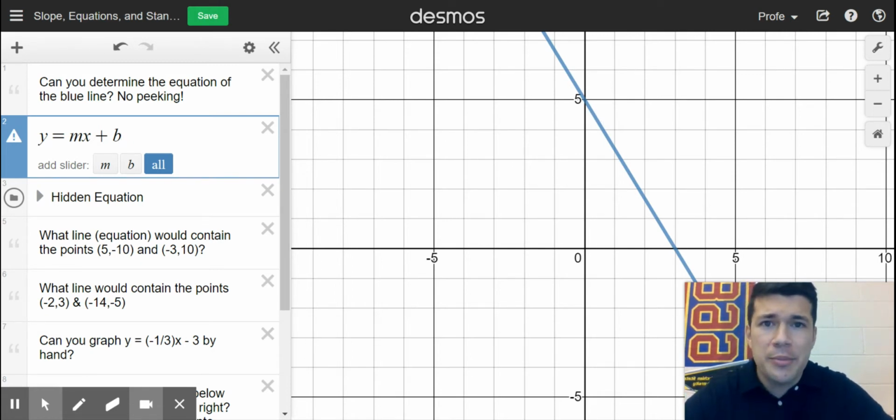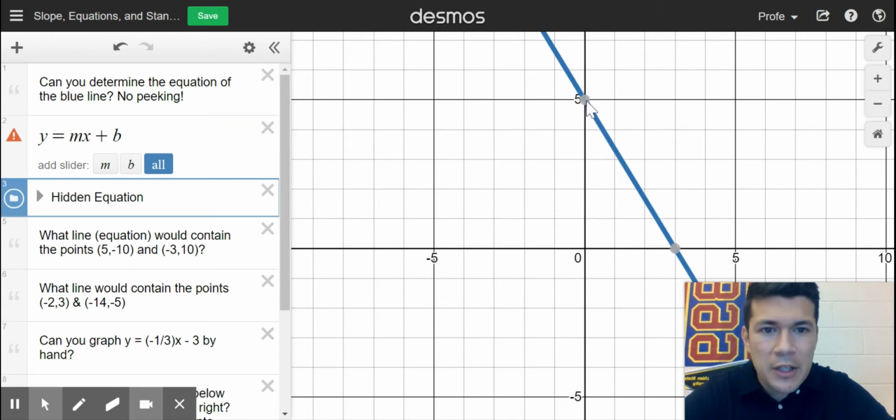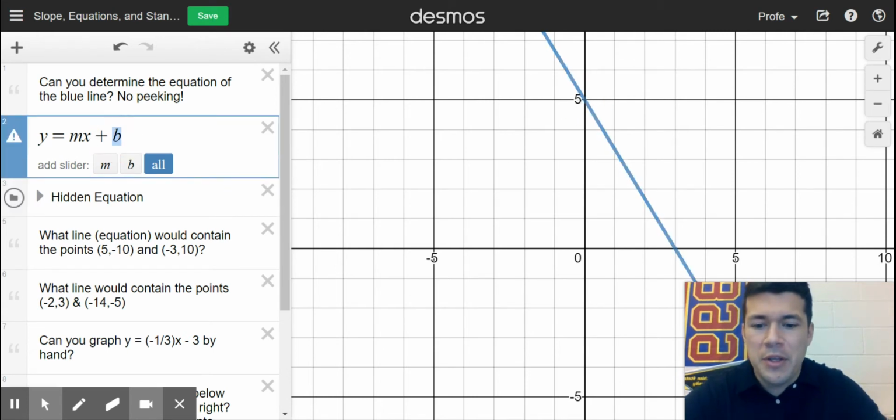So I want to think, what are some things that I know already about y equals mx plus b? Well, the b, we've come to realize, symbolizes the y-intercept. If I click on this function, I see that the y-intercept is at (0, 5). So I am going to fill in this b value with a 5. And now I really just have to determine my slope, the m value.